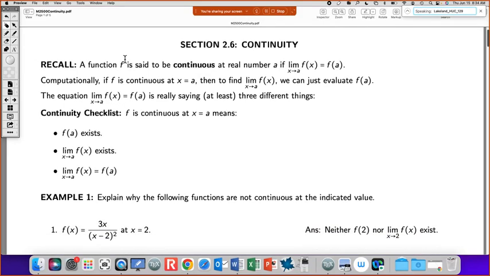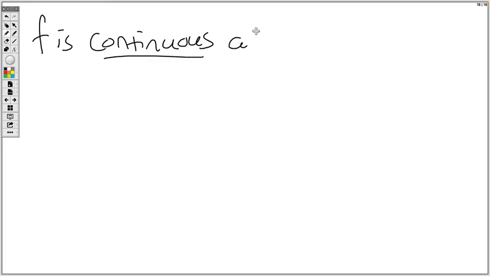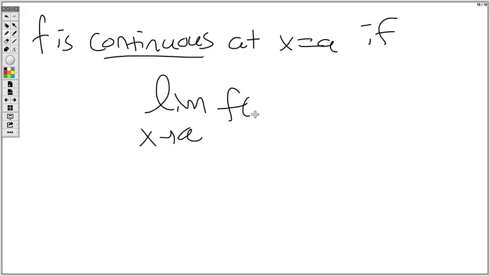All right, continuity, 2.6. The thing about continuity is I've been mentioning continuity since like the first day. And now we formally have the section on it. Here's the definition of continuity. F is continuous at x equals a if the limit as x goes to a of f of x equals f of a.